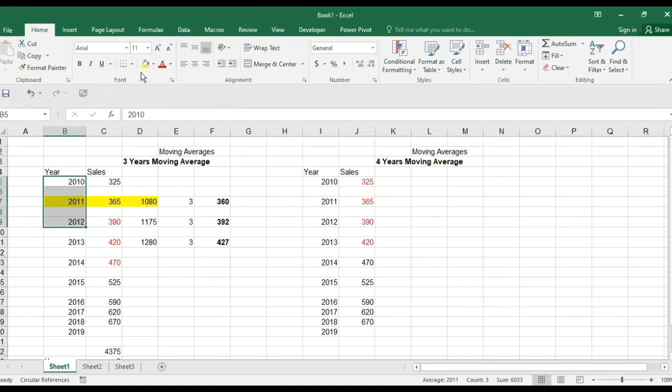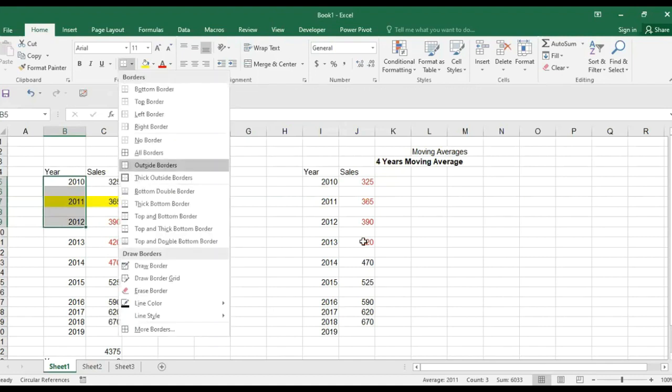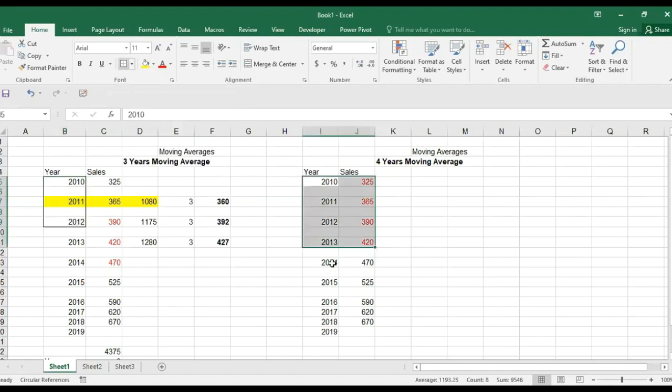But when you take a moving average of 4 years, you get some problem, because the average will come somewhere here. This is the average point, the middle point. So now you have to take this number, plus this one, plus this one, plus this one.